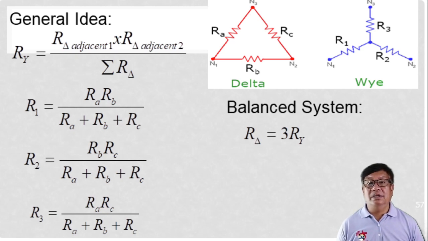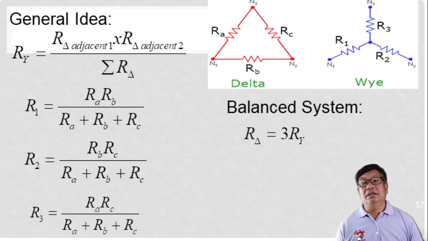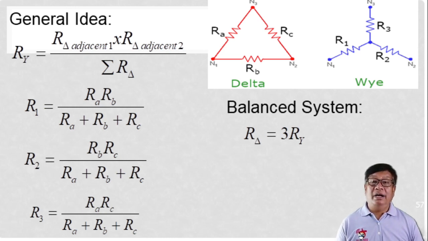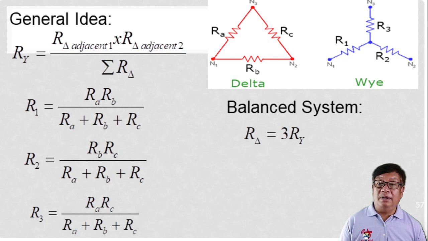So for example, what is R sub 2 now? According to the delta to Y transformation, R sub 2 is the product of these two here, R sub B and R sub C, divided by the sum of these three resistors connected in delta. How about R sub 3? It is here at the top. R sub 3 is equal to the product of R sub A and R sub C, which are adjacent to R sub 3, divided by the sum of these three resistors connected in delta. So R sub 3 is equal to R sub A times R sub C, divided by R sub A plus R sub B plus R sub C.